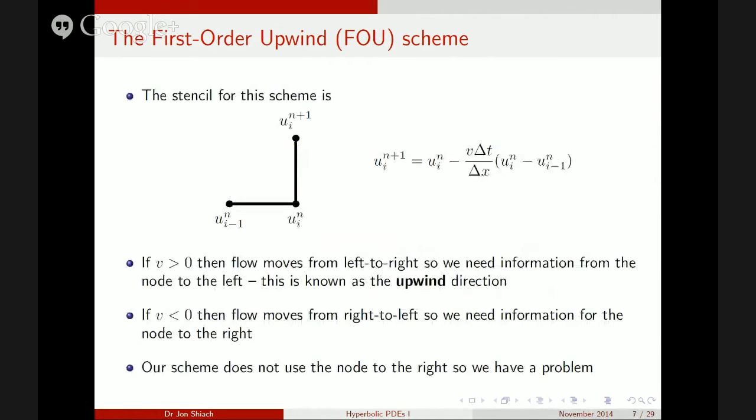But what if our velocity was negative? We'd have our wave or our profile traveling from right to left, so the upwind direction would be to the right. If we look at this stencil here, if you've got a wave coming from the right, this node isn't going to know about it, because this scheme only uses the node to the left. Our scheme does not use a node to the right, so we have a problem. We're not going to be able to capture that wave coming from the right.